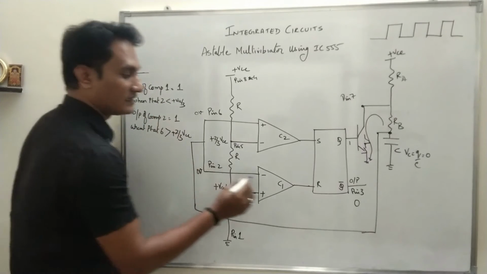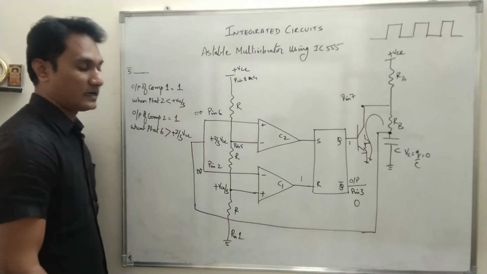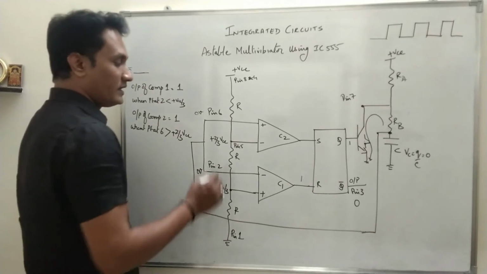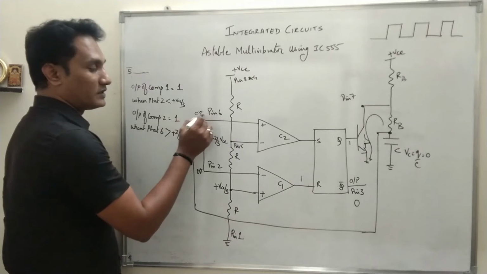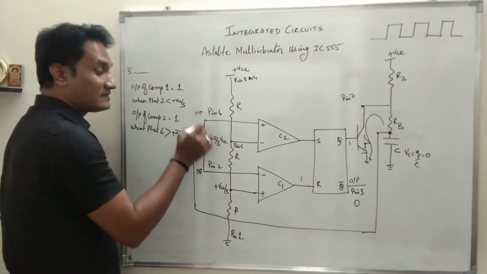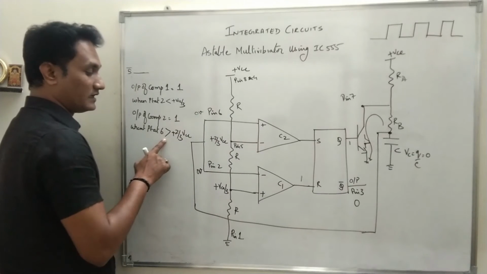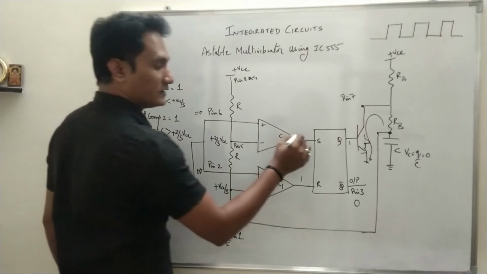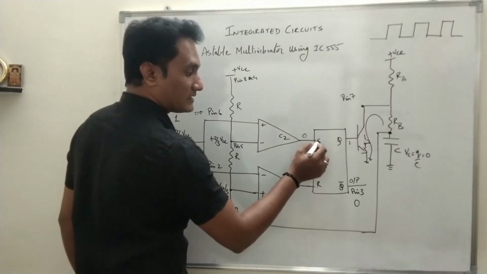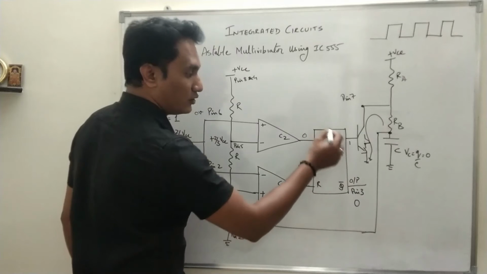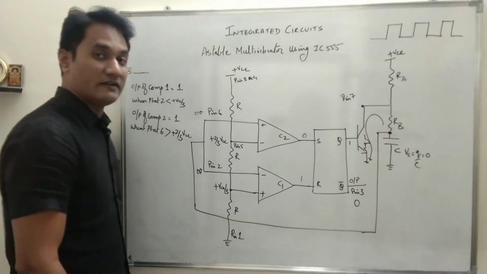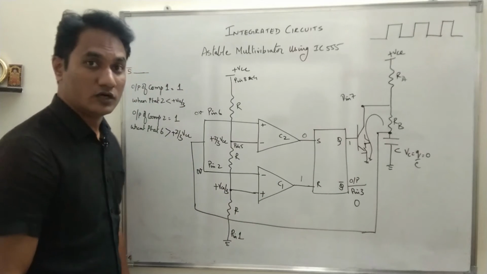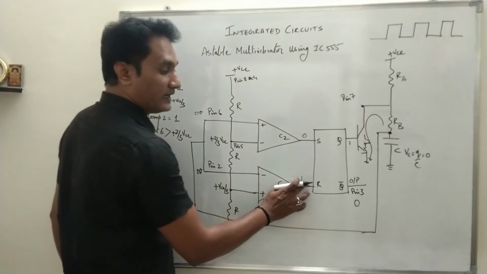That means this condition is satisfied. The output of this comparator will be 1. And here pin number 6 potential is 0 volt, which is less than plus 2 by 3 VCC, but this condition fails. So output of this will be 0. Now, which makes S is equal to 0, R is equal to 1 of SR flip-flop. And when S is equal to 0, R is equal to 1, the flip-flop resets.